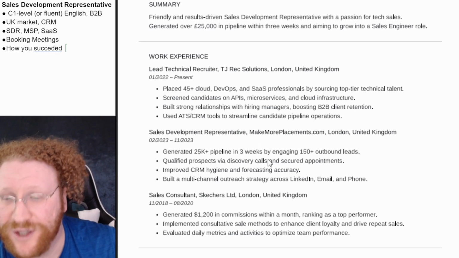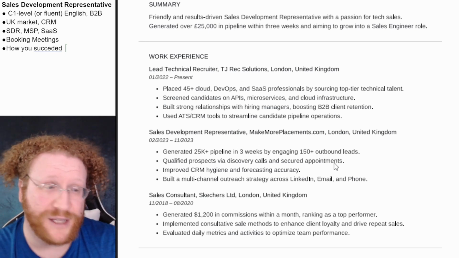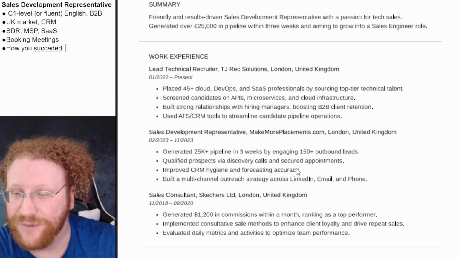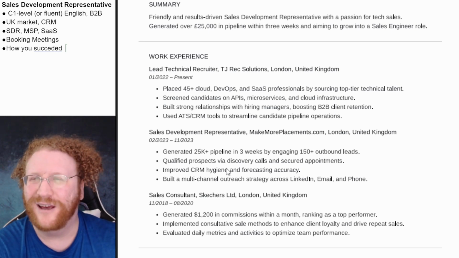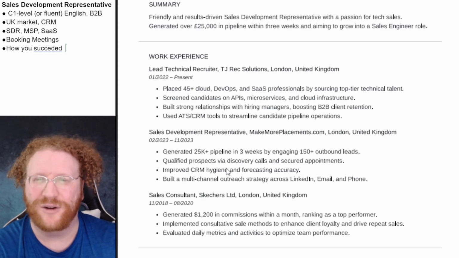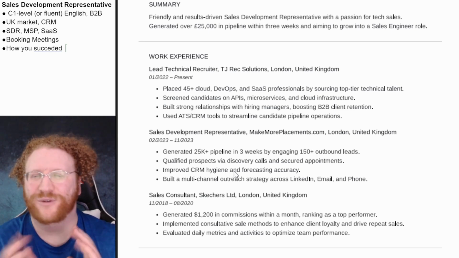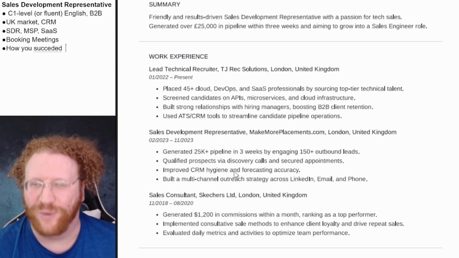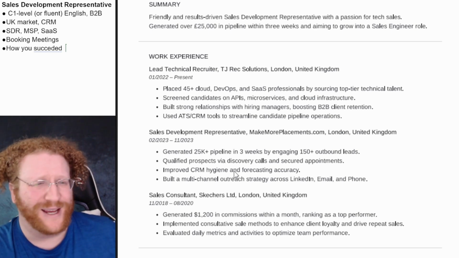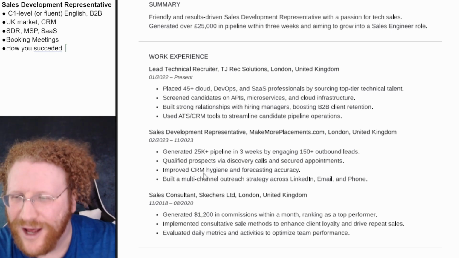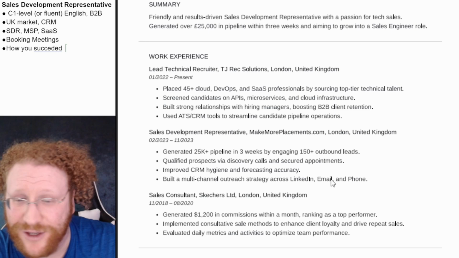"Qualified prospects via discovery calls and secured appointments." That's solid. "Improve CRM hygiene and forecasting accuracy." I don't know if we really want to say improve the hygiene. It's a little too technical. You don't want to use too many flowery words. But I do like CRM. But also, what CRM was it? Because that can matter. "Built a multi-channel outreach strategy across LinkedIn, email, and phone."